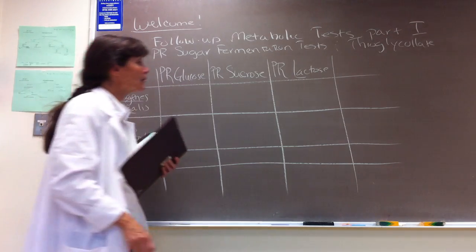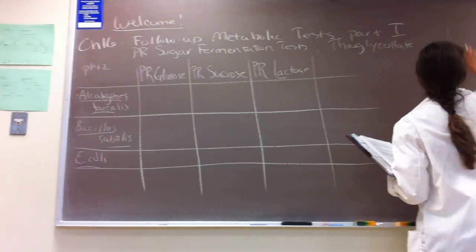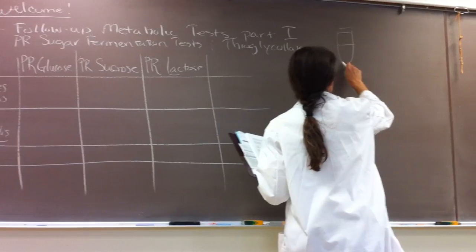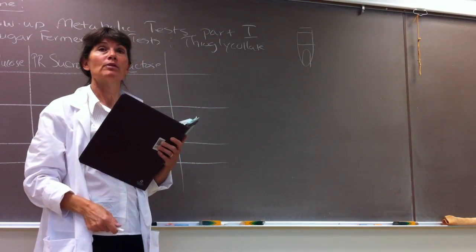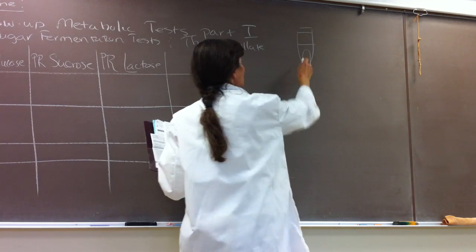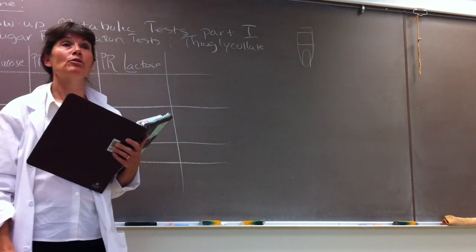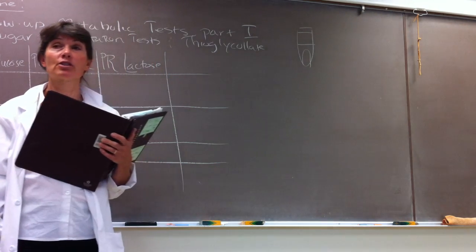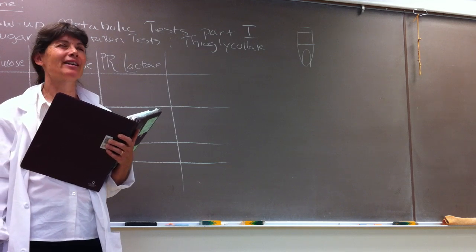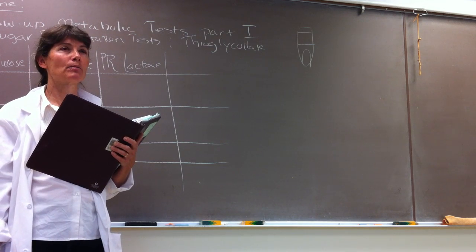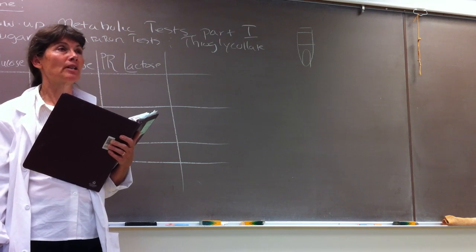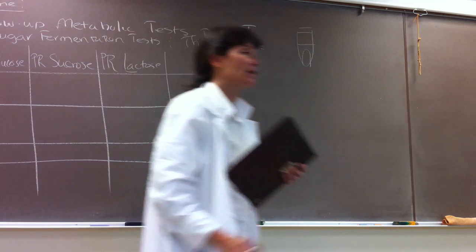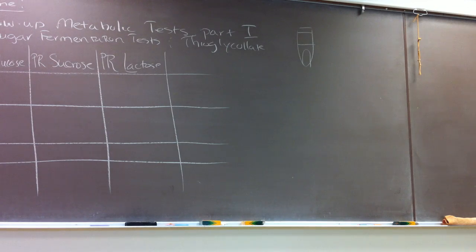Good. And you recall that the PR sugar fermentation media have a little inverted glass tube. What's the inverted glass tube called? Durham tube, D-U-R-H-A-M. And what's its function? Collect gas. Collect gas, right? And what are 2 really common gases that are produced during fermentation? H2 and CO2. Good, so molecular hydrogen and carbon dioxide. Dynamite, you guys.